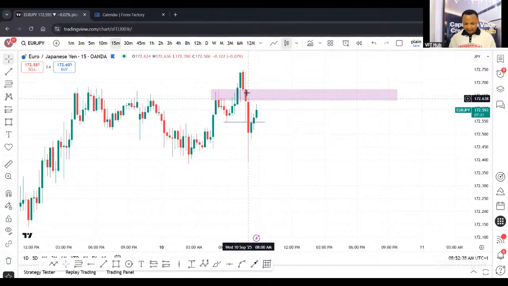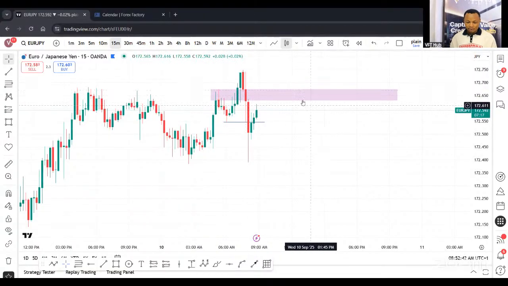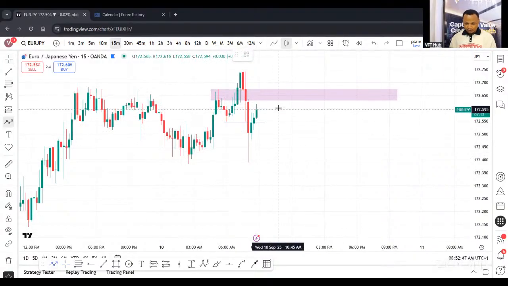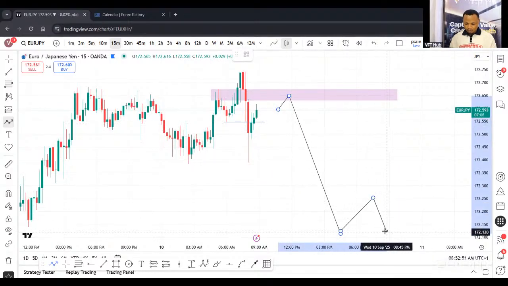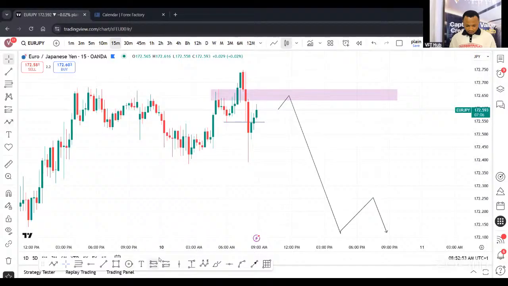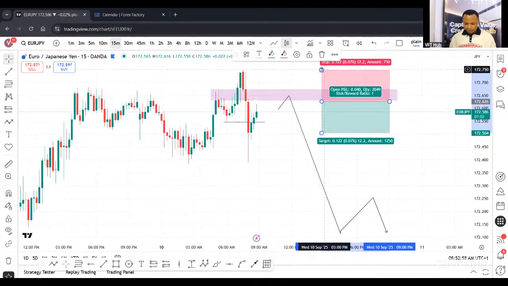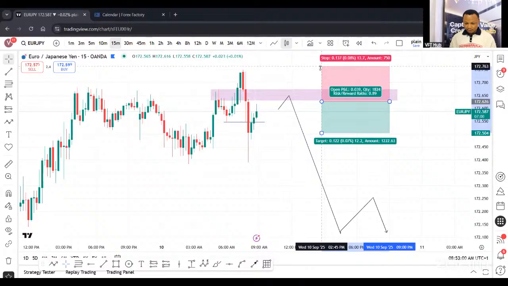Okay, you see this fair value gap right here that aligns with this left shoulder. This is where I'm expecting a Euro JPY sell. The moment I see price in here, I'm expecting it to drop to the downside like this. Okay, so let me put this to. So this is what I'm expecting. This is where I would be looking to take my entry on Euro JPY.